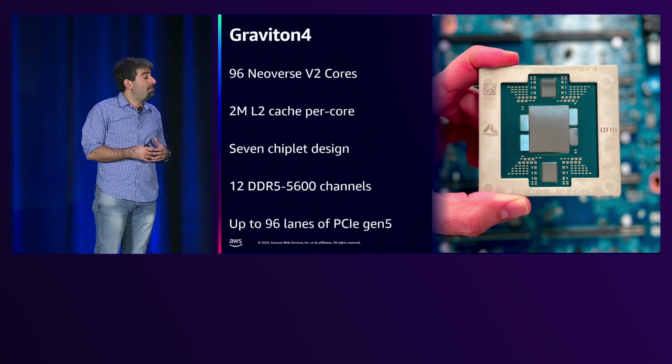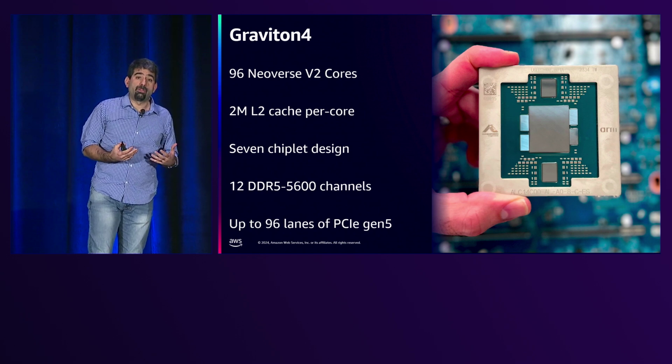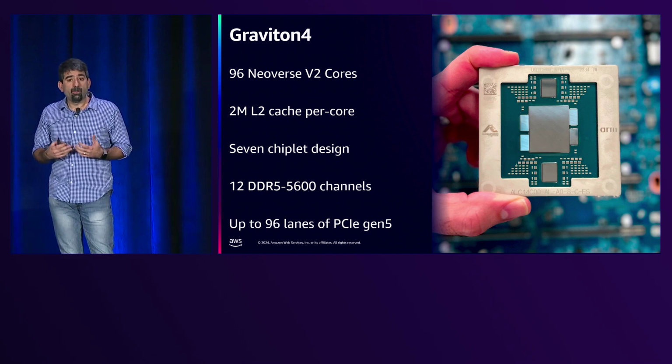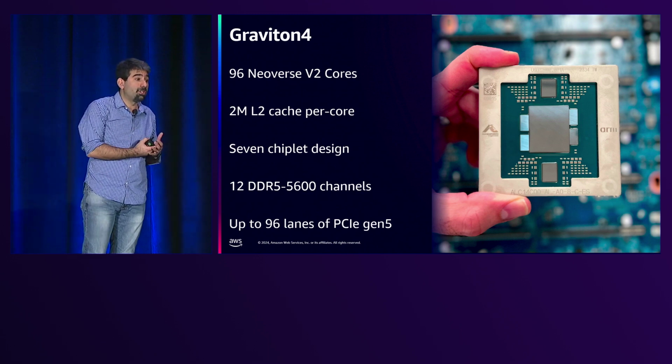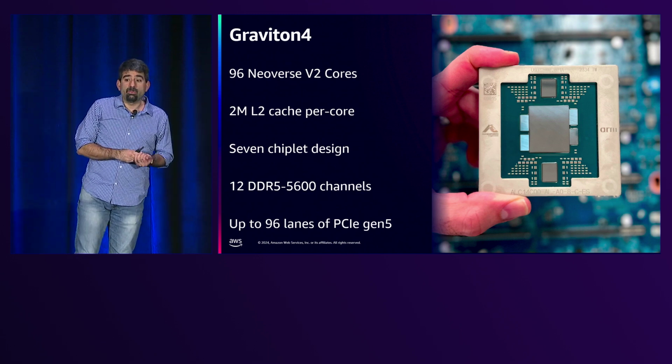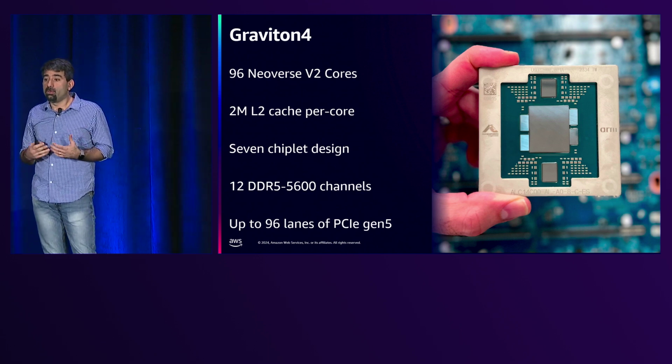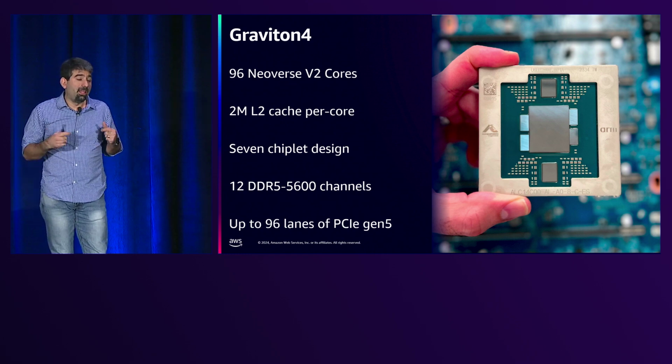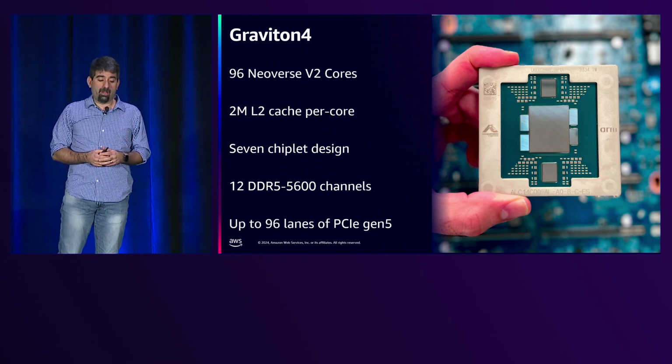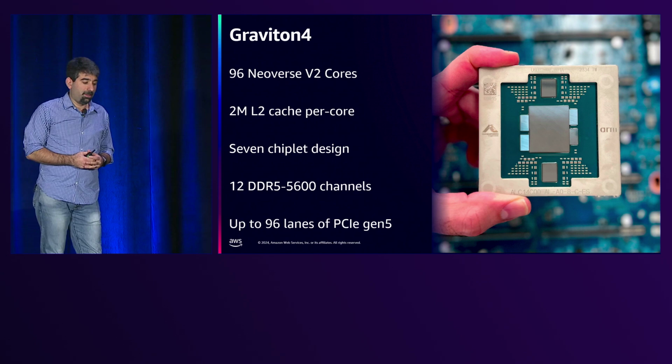We also have a much bigger L2 cache in Graviton 4. And the reason for this is simple. We want to put as much cache as we can as close to that processor, because we've seen with big workloads, not with benchmarks, that they need a lot of cache. That's what we've done here.